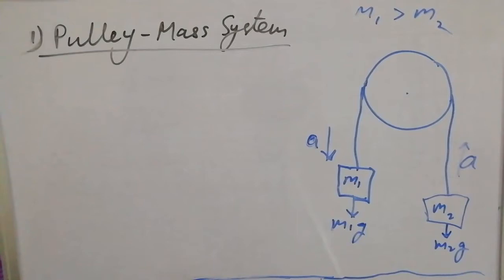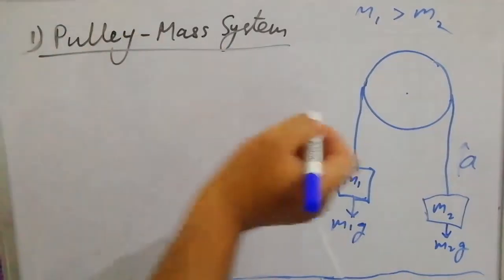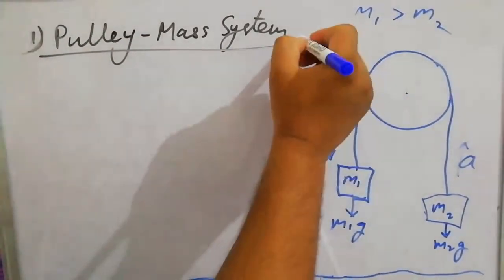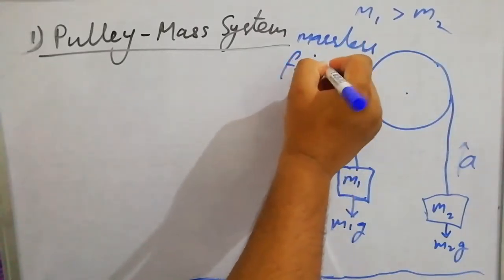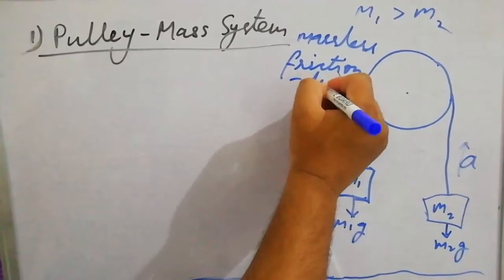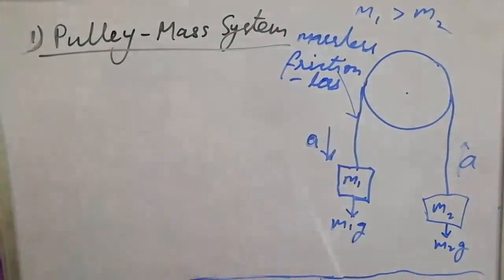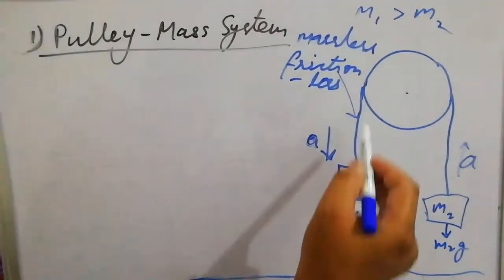One more thing: masses m1 and m2 are connected with a massless and frictionless string. So when a massless, frictionless string is connected with an external mass or weight, it generates a tension in the string.